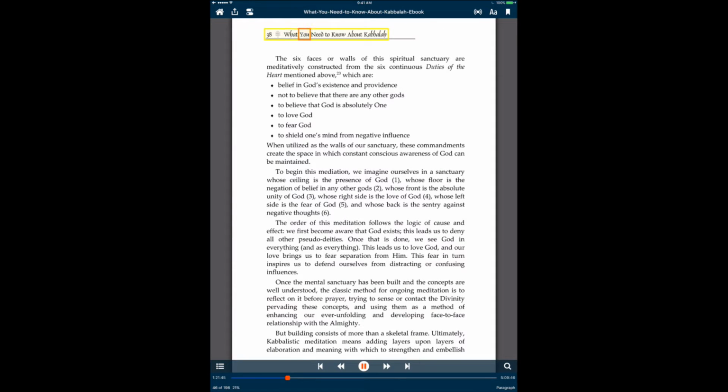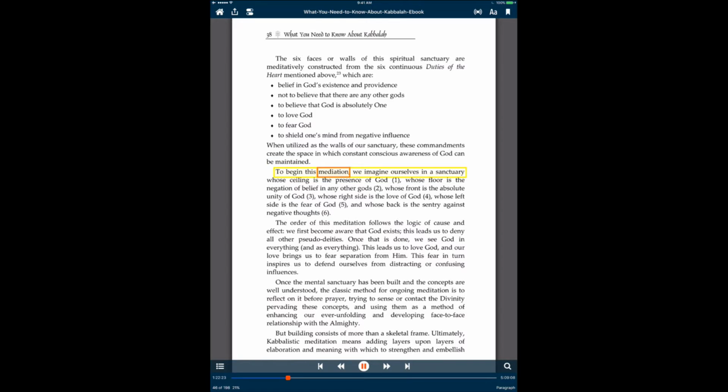The 6 faces or walls of this spiritual sanctuary are meditatively constructed from the 6 continuous duties of the heart mentioned above, which are: belief in God's existence and providence, not to believe that there are any other gods, to believe that God is absolutely one, to love God, to fear God, and to shield one's mind from negative influence. When utilized as the walls of our sanctuary, these commandments create the space in which constant conscious awareness of God can be maintained.